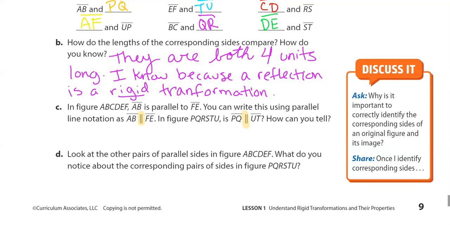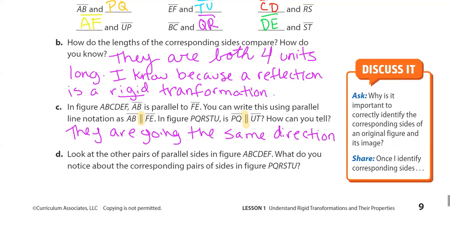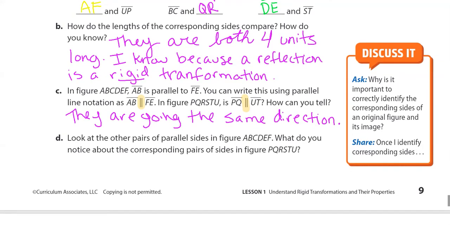So if they're corresponding, then if one set is parallel, the other would be parallel because they are corresponding within a rigid transformation. But let's do the opposite of what we did before and keep this one simple. They are going the same direction. They go in the same direction, just like the first ones were. Keep that answer simple.